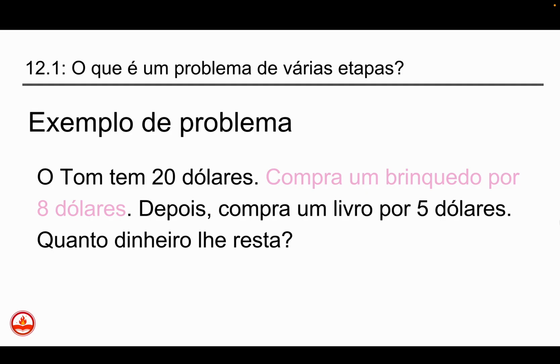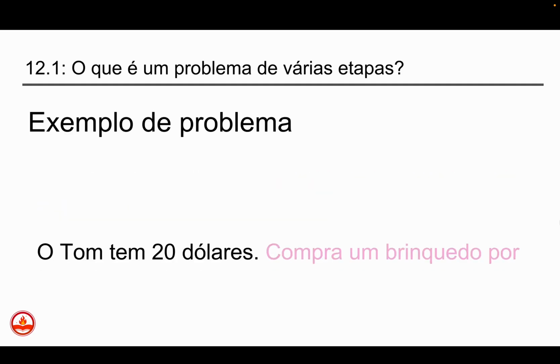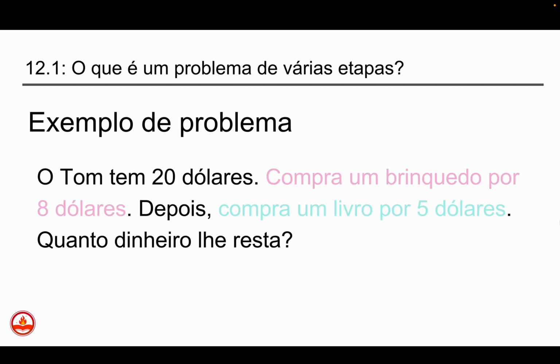First, he buys a toy. Then, he buys a book. So we have more than one action. Can we solve this with only one calculation? No, because 2 actions happen. Whenever there are multiple actions, we usually need multiple steps.